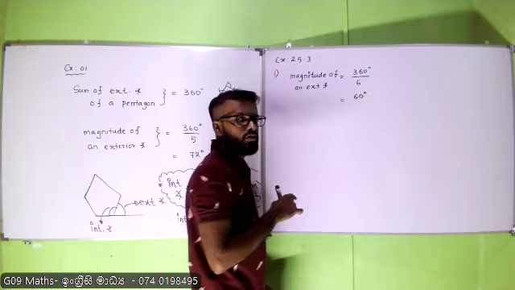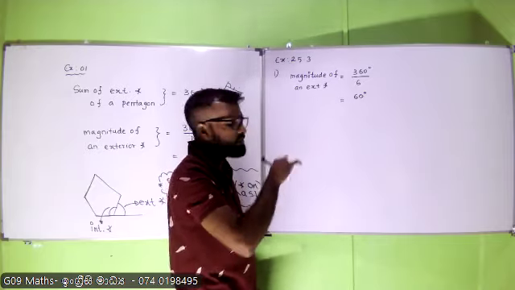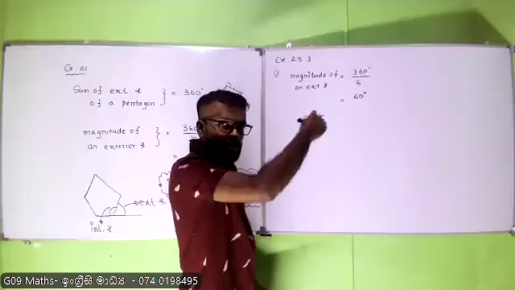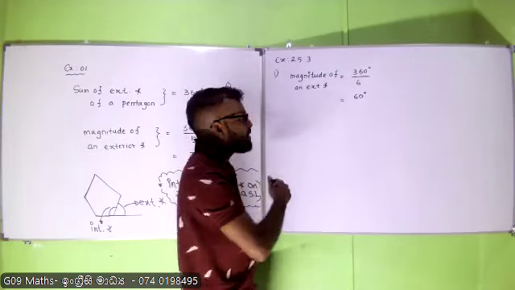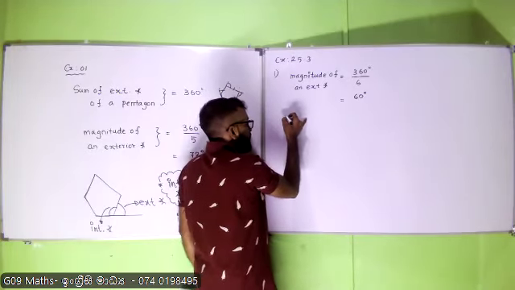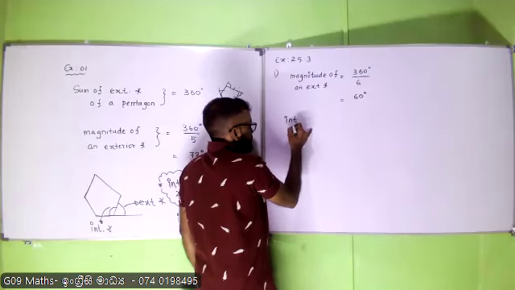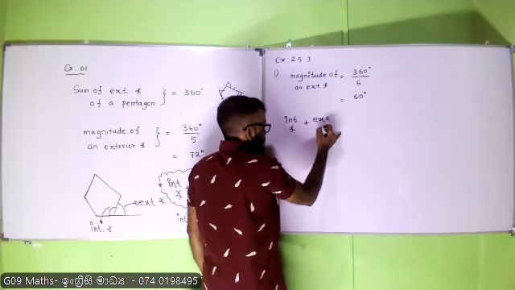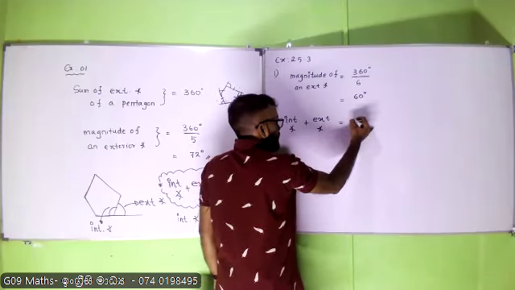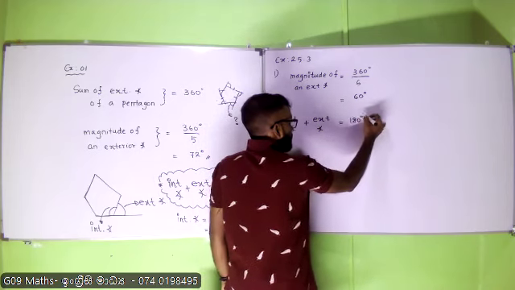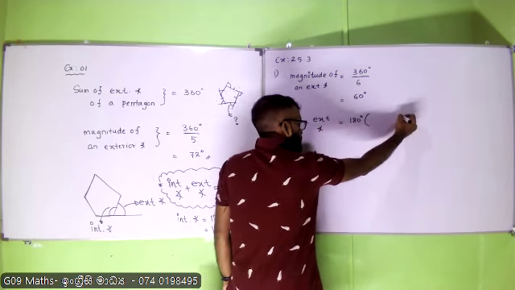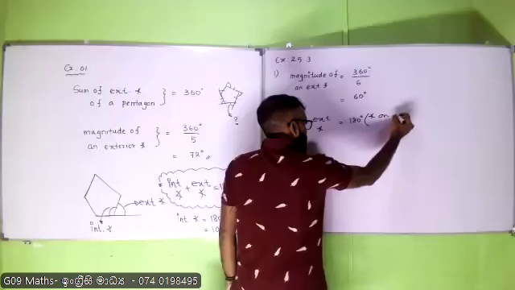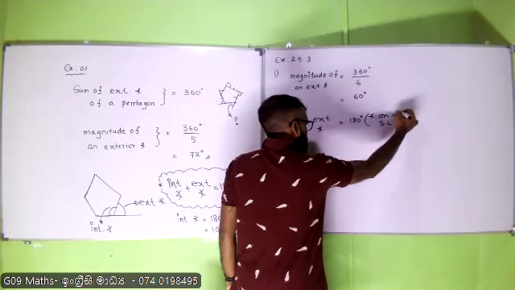What is the relationship between interior angles and exterior angles of a polygon? Both lie on the same straight line. So you can write interior angle plus exterior angle equals 180 degrees. You have to write down the reason: angles on a straight line.